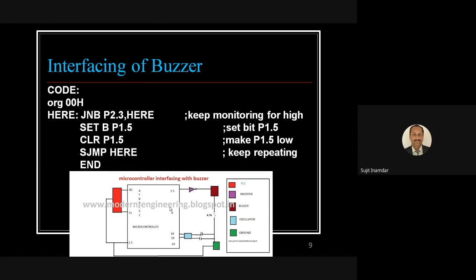So how is it controlled? See here, JNB, that is, jump here if the value is not 0. Whose value is not 0?